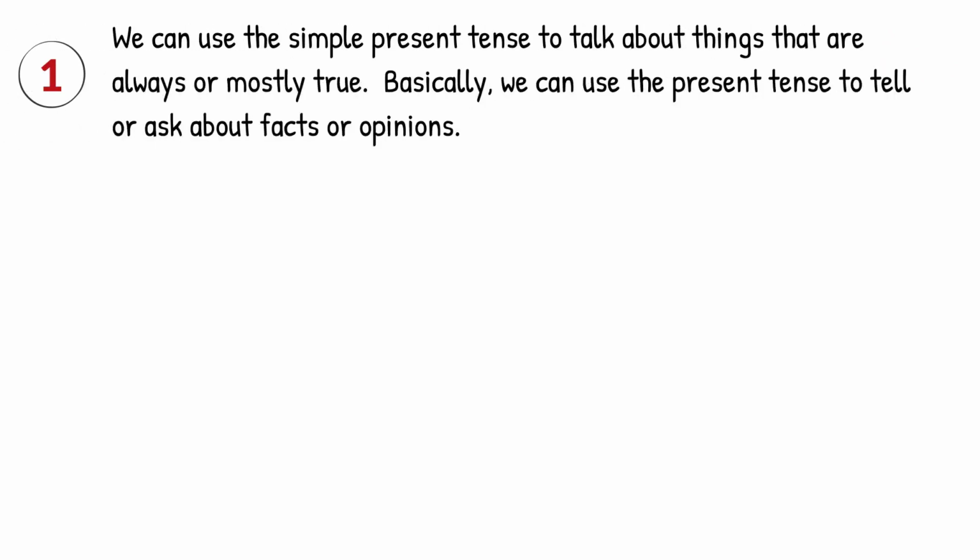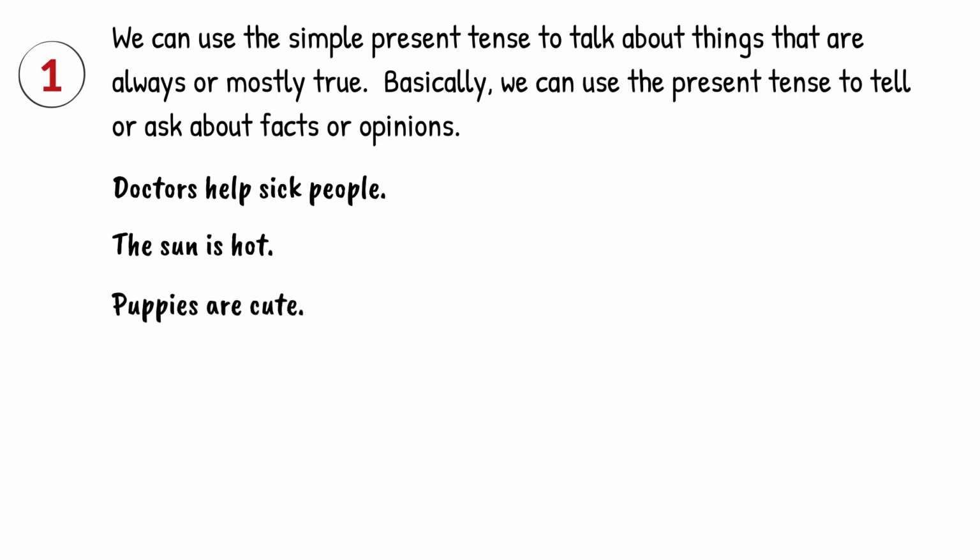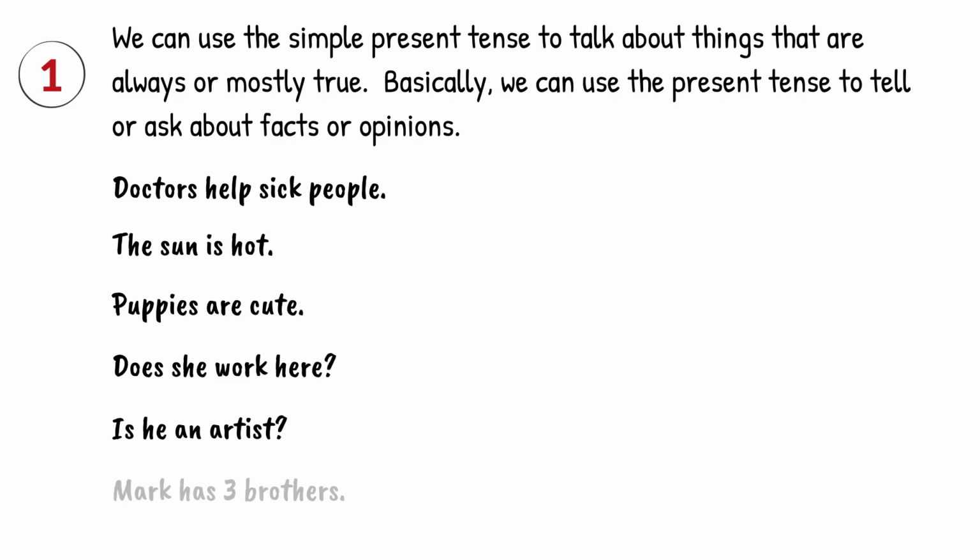Now, let's take a look at the different ways to use the simple present tense. First, we can use the simple present tense to talk about things that are always or mostly true. Basically, we can use the present tense to tell or ask about facts or opinions. For example, doctors help sick people. The sun is hot. Puppies are cute. Does she work here? Is he an artist? Mark has 3 brothers.